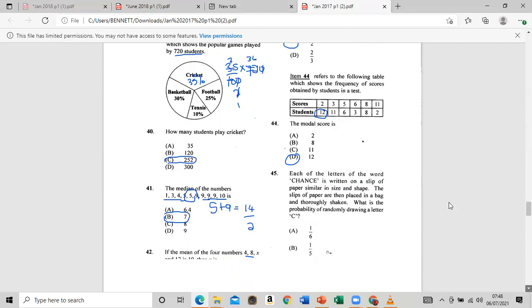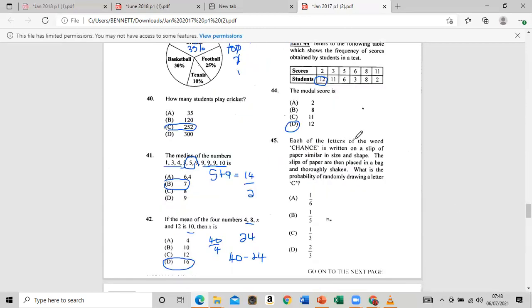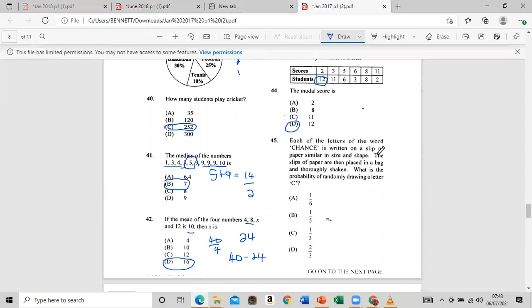All right, 45 now. Each of the letters of the word chance is written on a slip of paper of similar size and shape, and is placed in a bag and thoroughly shaken. What's the probability of choosing a random C? So how many C's are in it? 2, right? So it's 2 out of the total letters. 1, 2, 3, 4, 5, 6. So it's 2 out of 6. So we break it down to 1/3. There we go.